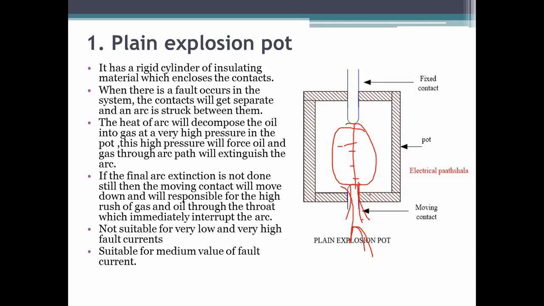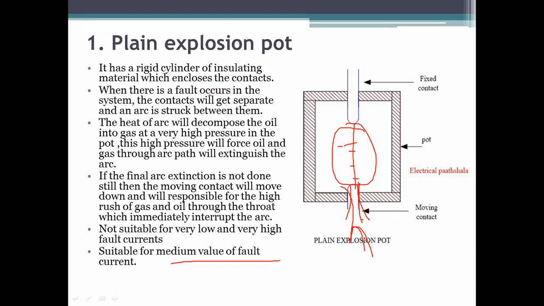Because here we are lengthening the arc. When we increase the length of the arc, then also the arc gets extinguished. So this method of arc extension is not suitable for very low and very high fault currents. It is suitable for the medium value of fault current. So remember this. This is the plain explosion pot.